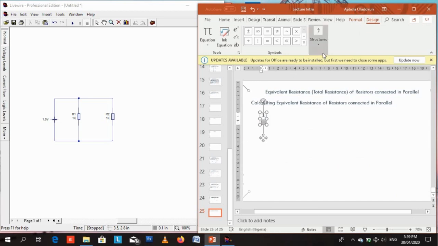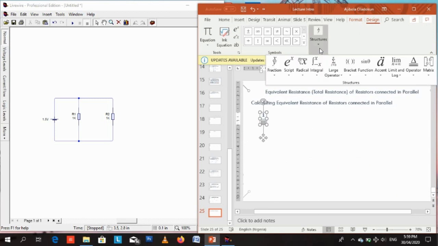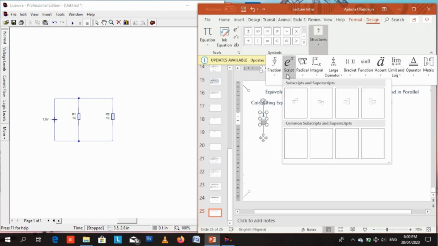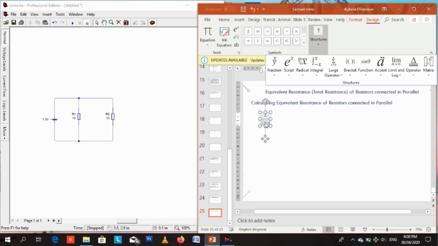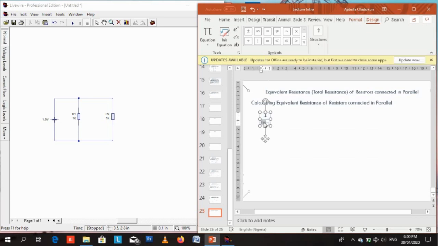So let's insert subscript. We need to insert subscript. Yeah, there it is. Not superscript but subscript. So 1 over RT, 1 over R subscript T.